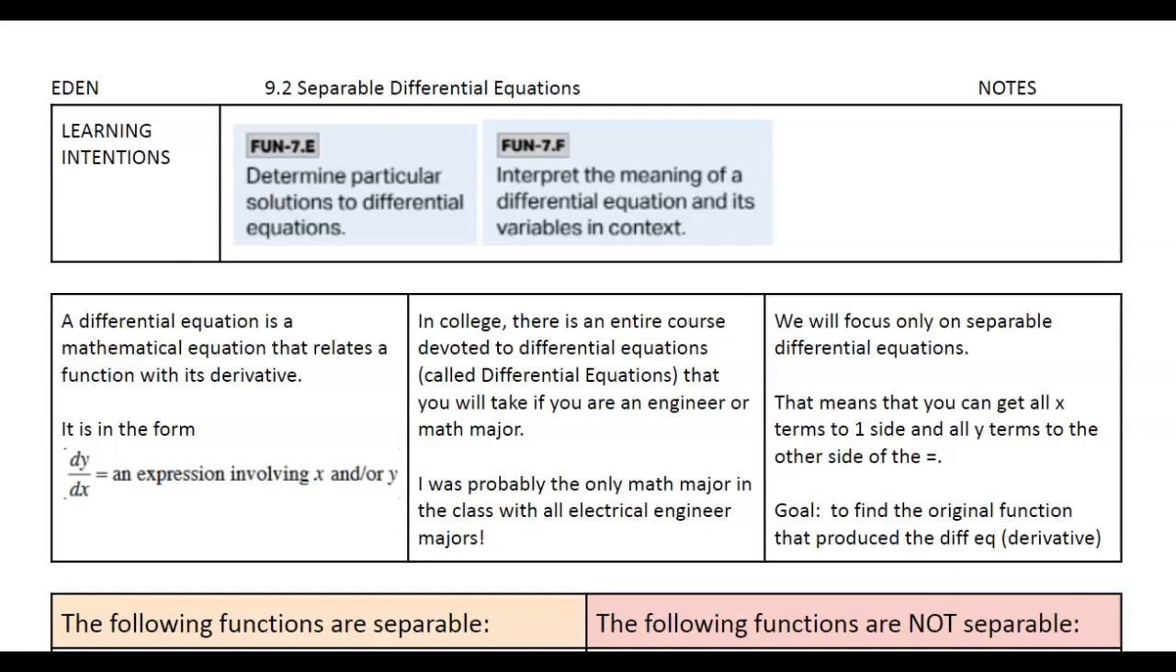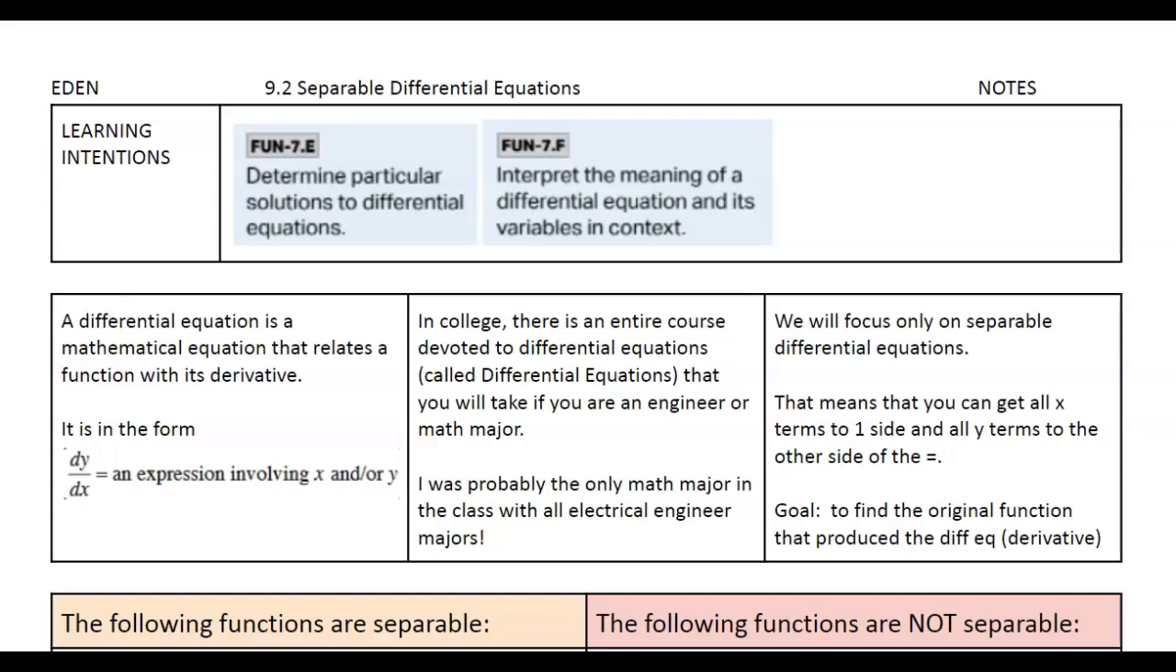Okay, so this next section, 9.2, is regarding general and particular separable differential equations. Just a warning, this is going to be a really long video because I want to review integrating different kinds of functions and how to write it.